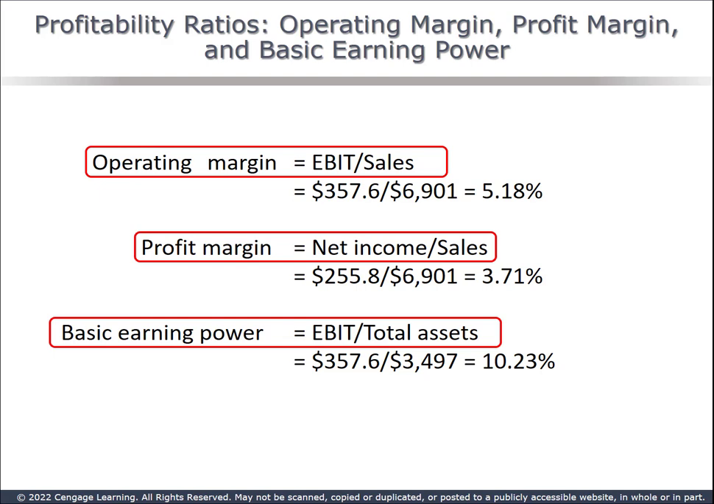Profitability ratios are fairly self-explanatory. Is the firm making money on its sales? Operating margin measures whether the firm is making money before taxes and interest are considered, EBIT to sales. Profit margin is the true bottom line, net income to sales. Basic earning power removes the effect of interest and taxes. This number is very influenced by what industry the firm is in.